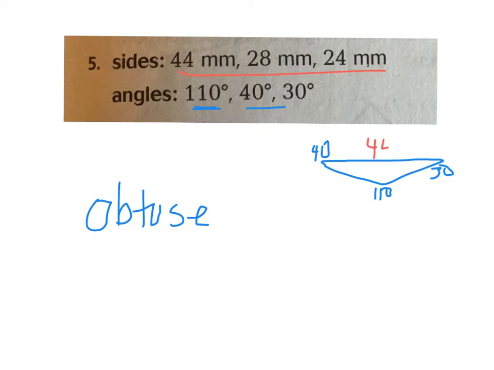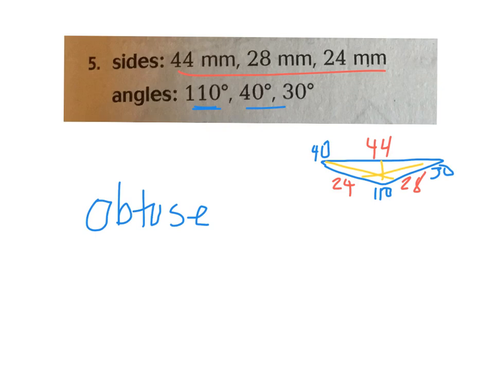Okay, now the sides, you can see here, they're 44, 28, so this one's 44, this one's 28, and this one's 24. Some of you may wonder how I do that so quickly. The largest side goes across from the largest angle, so 110, 44, the 28 would be across from the 40, and then the smallest side is across from the smallest angle. That's for you later. Okay, so all 3 sides are different measurements.